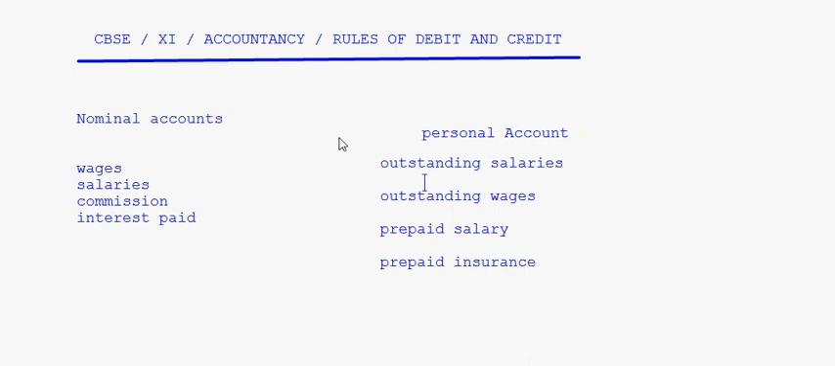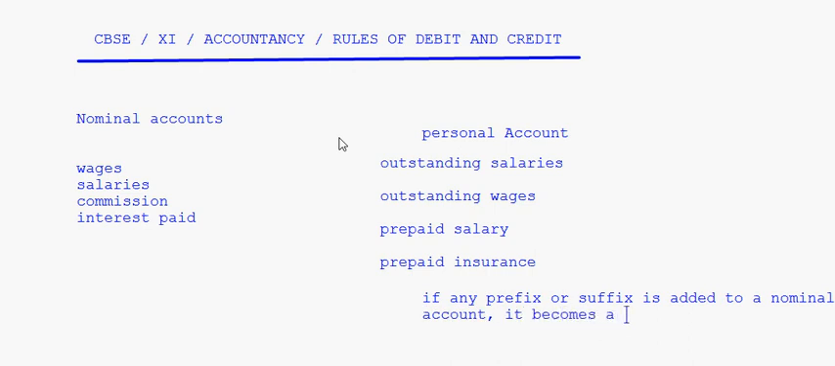So we can put it this way: if any prefix or suffix is added to a nominal account, it becomes a personal account, because that thing is not paid yet, that is to be paid to someone, so it is still outstanding or it is already paid in advance, so it comes under the personal account. We call these accounts representative personal accounts.